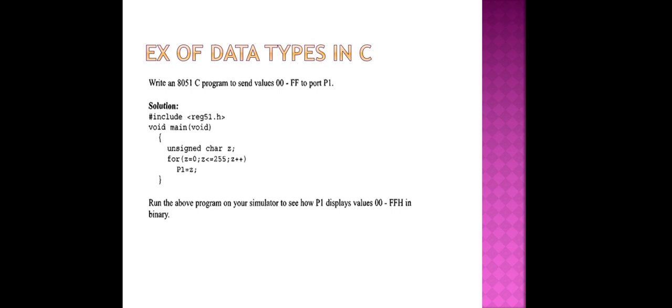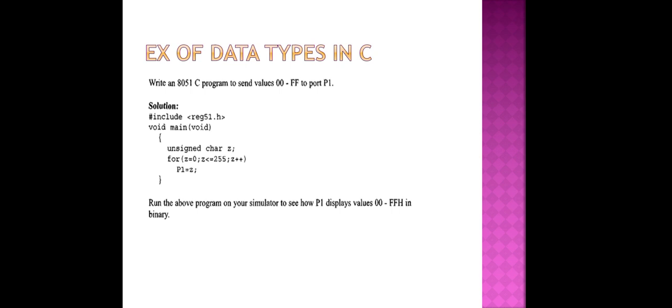Suppose we consider a value z, an unsigned character z. For this, we create a for loop. First condition: z = 0. Then z <= 255; then z++. Then P1 = z, and the closing curly bracket.